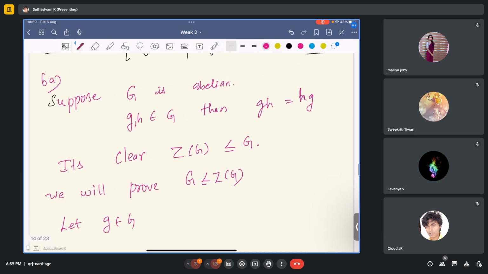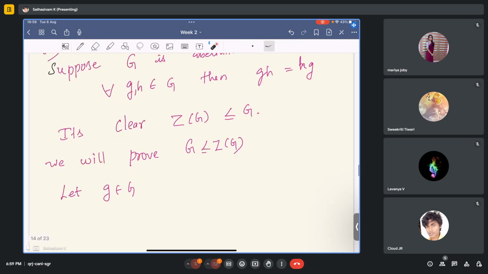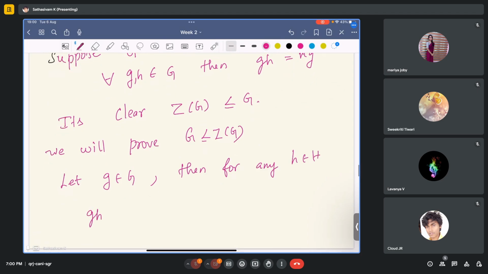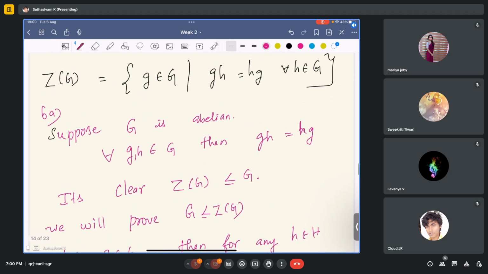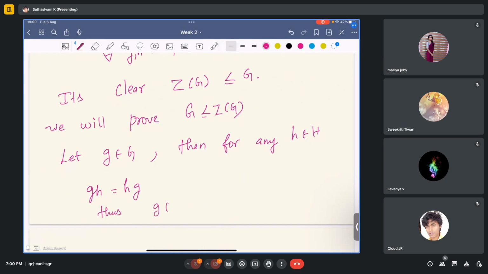Then what we know is gh equals hg for all g, h. The statement says take any g and any h. Here I am fixing a g, but then I can choose any h. Because your group is abelian, for any h in G, gh equals hg. That is the same as saying g is in the center, because that is the property we need, and we have that. Thus, g belongs to the center of G.